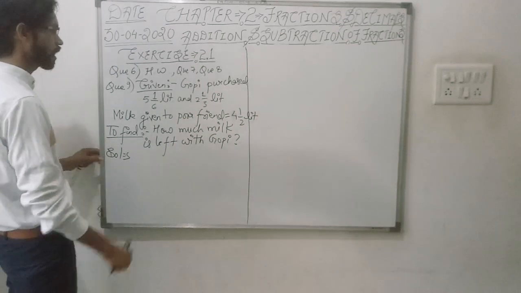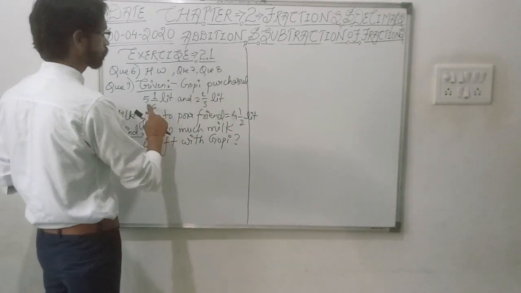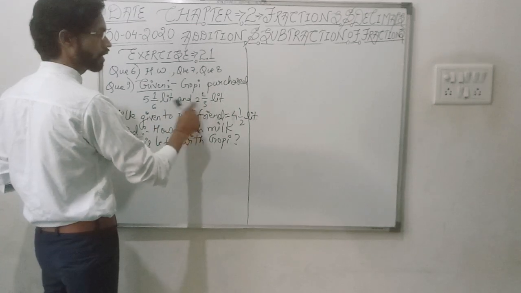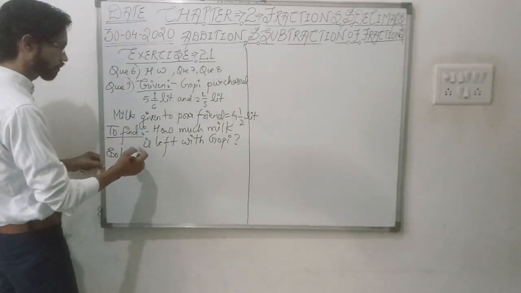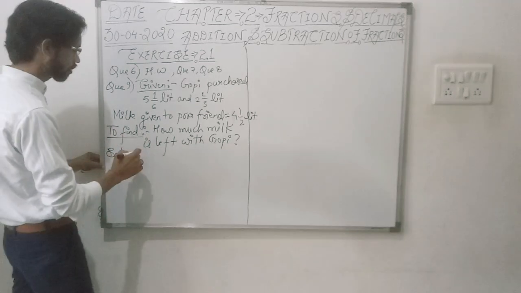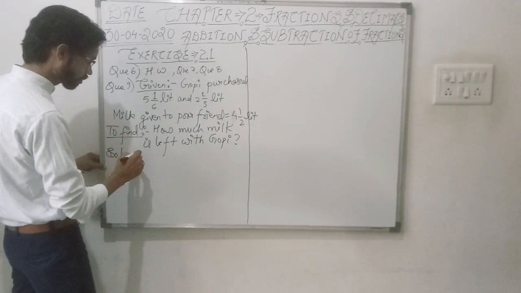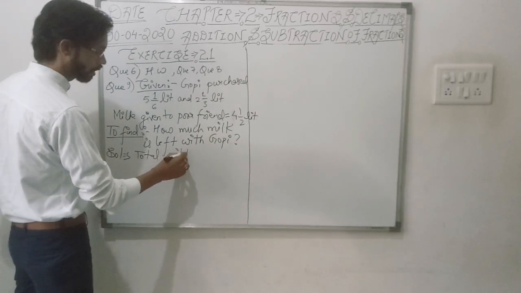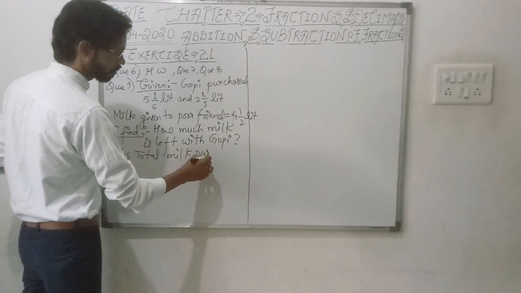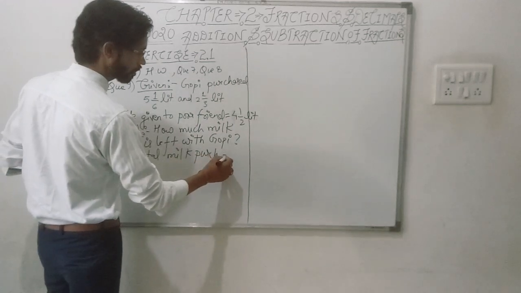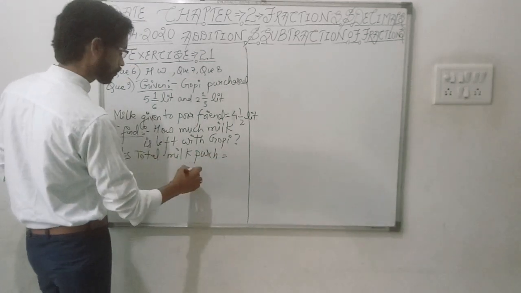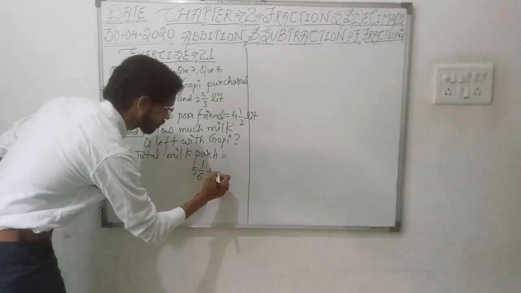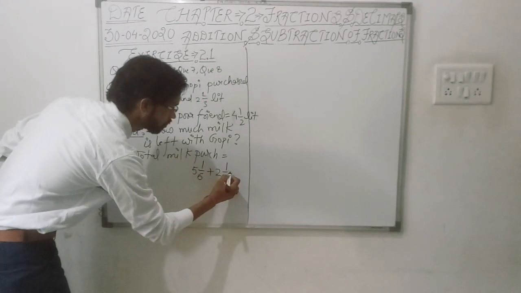Okay, so now what is saying? He is saying that Gopi purchased 5 right 1/6 liters of milk from one shop and 2 right 1/3 liters of milk from the other shop. So first of all we will add both the milk. So here we can write down total milk purchased is equal to, that is equal to 5 right 1 by 6 plus 2 right 1 by 3.